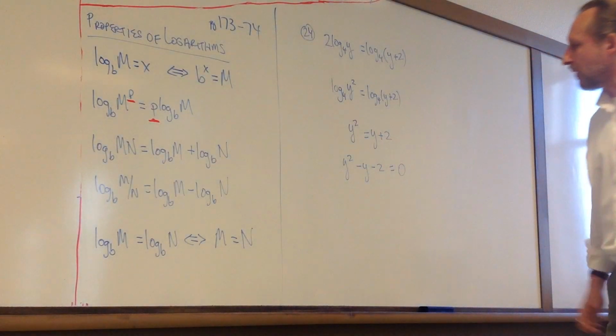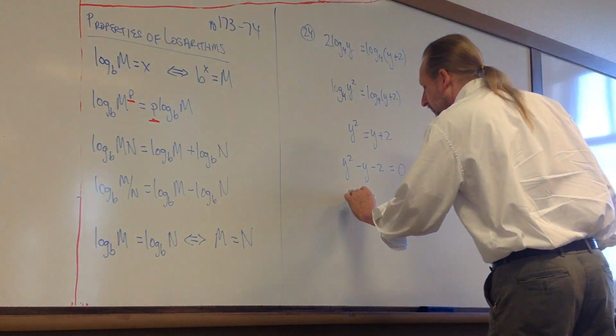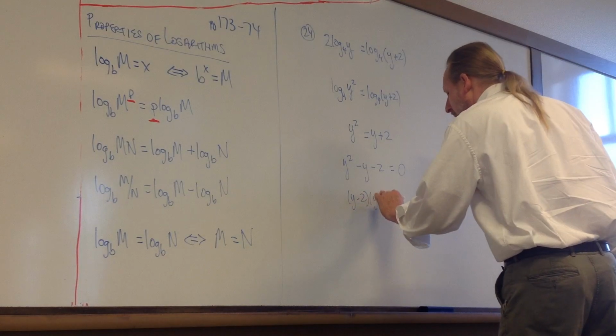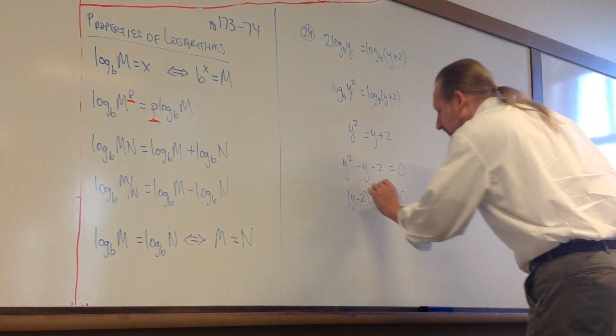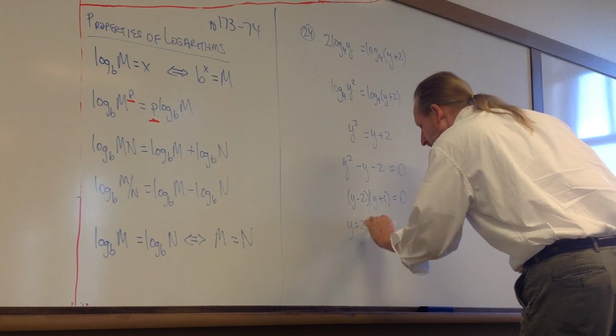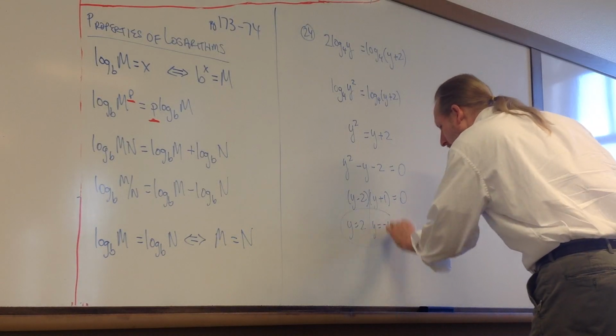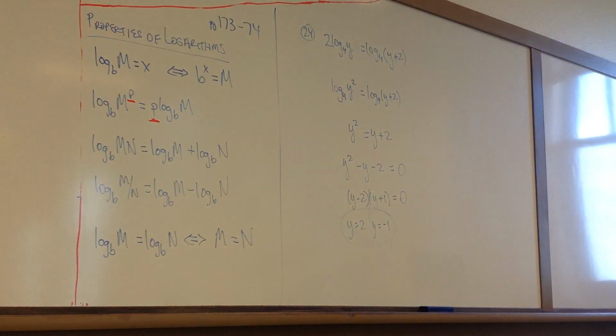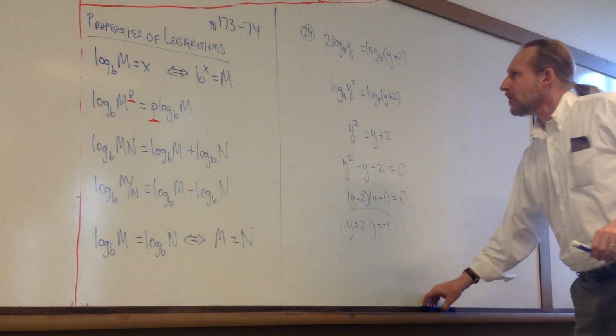And you can run this through the quadratic if you'd like to. It's also factorable. And so we get answers of y equals 2 or y equals negative 1. All right.